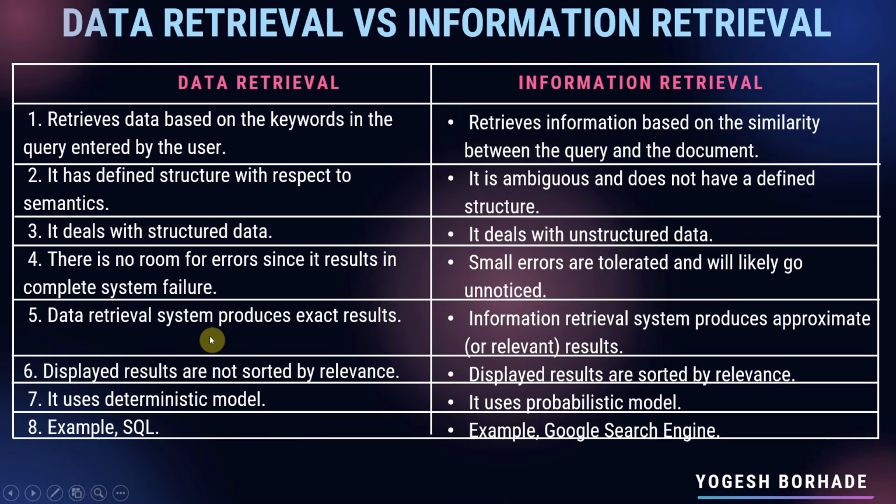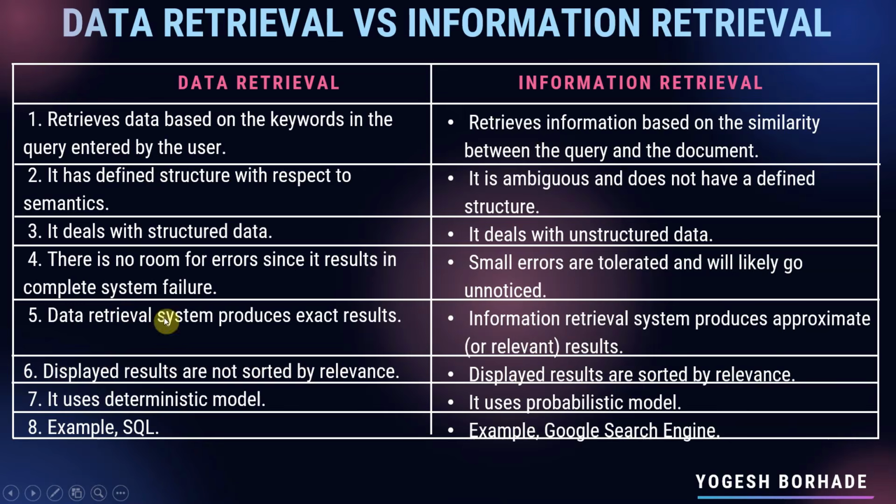So whatever you have given in the query, you will get the exact results. But that is not the case in information retrieval. You will not get the exact results, you will get approximate or relevant results. Even if you have typed something in the search box, you will not get a single record, you will get a set of relevant documents. So the information retrieval system produces relevant results. Also, in data retrieval the displayed results are not sorted by relevance, but in information retrieval results are sorted by relevance.